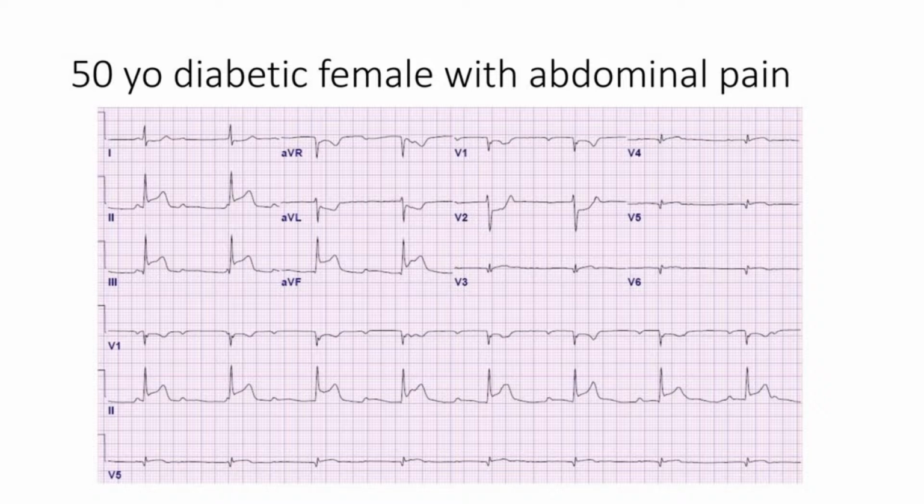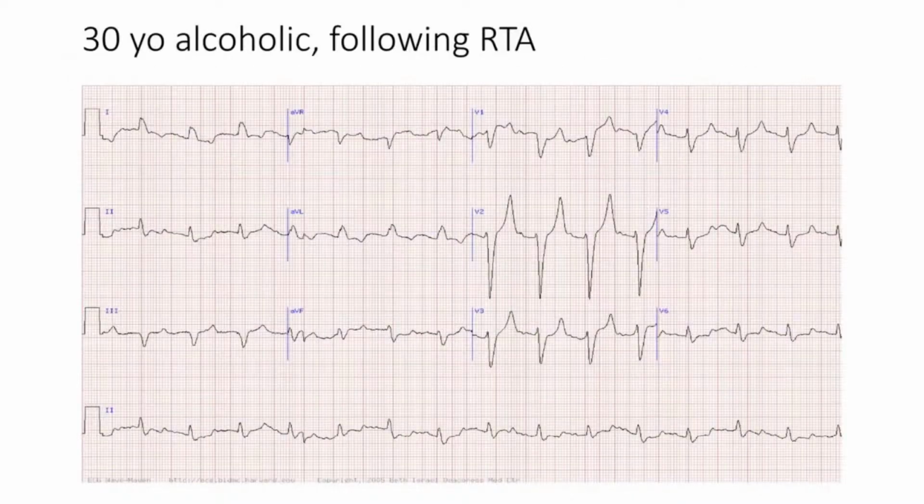But in the context of an inferior MI, and we know that the supply of the AV node comes from the PL branch of the RCA, we will expect this. There's a chance that this AV conduction abnormality may not be permanent, and this patient may not end up with a permanent pacemaker. Great.